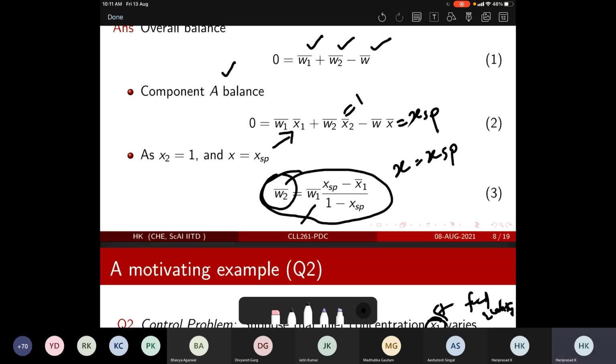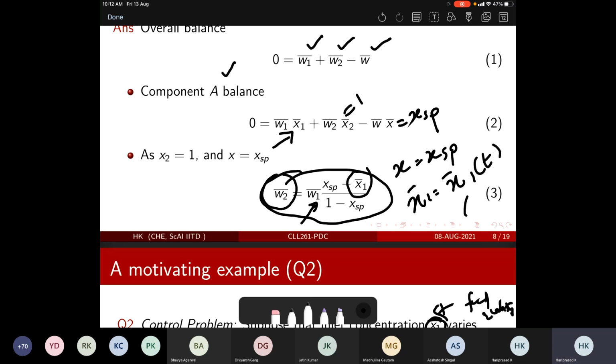Then you see that W2 is a function of W bar 1, which is the nominal operating flow rate, and also this x bar 1. But now what is happening? This x bar 1 is not really an x bar 1. It's like an x bar 1 of t, which is varying with respect to time. So you see that your W2 would also need to vary to make the x2 compensated.